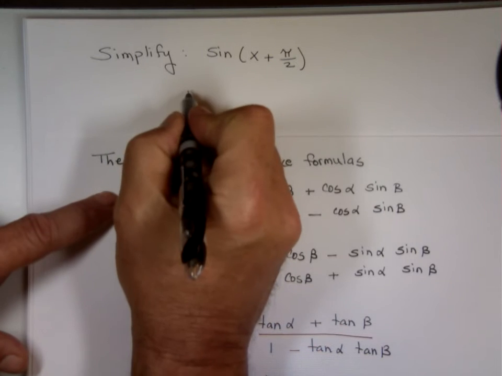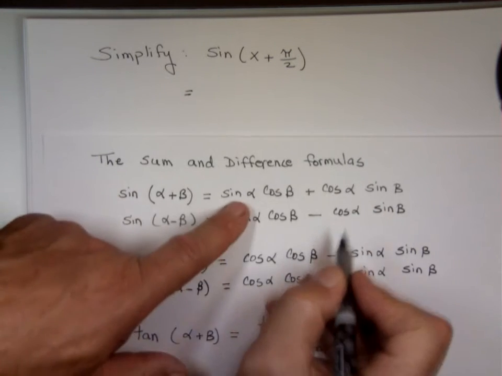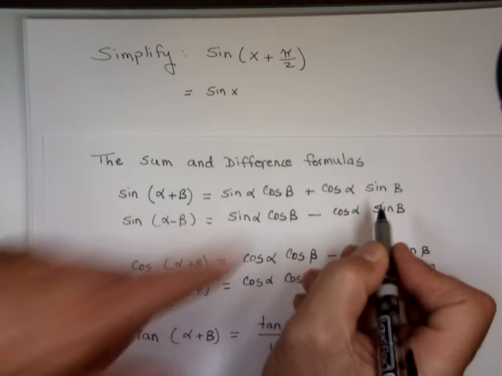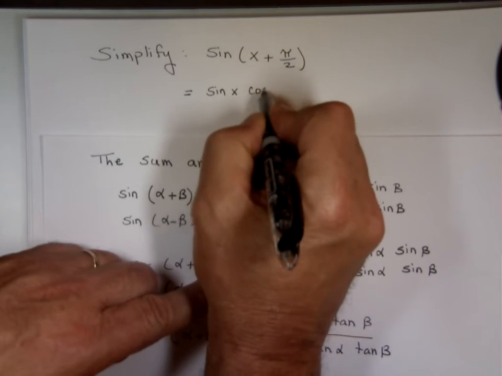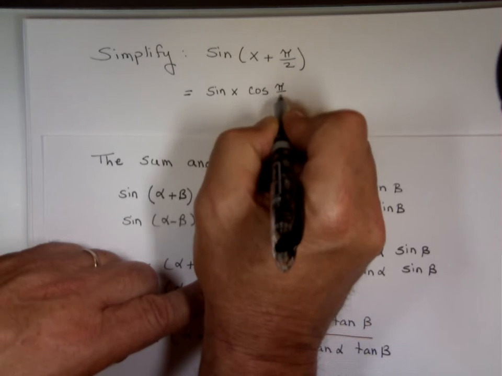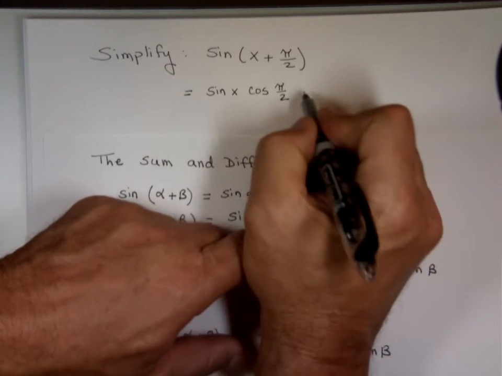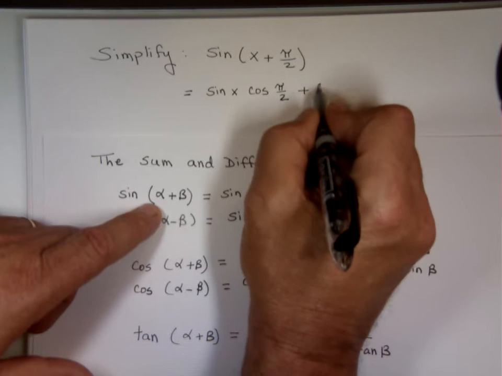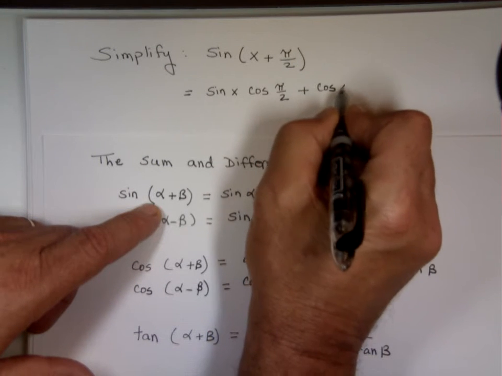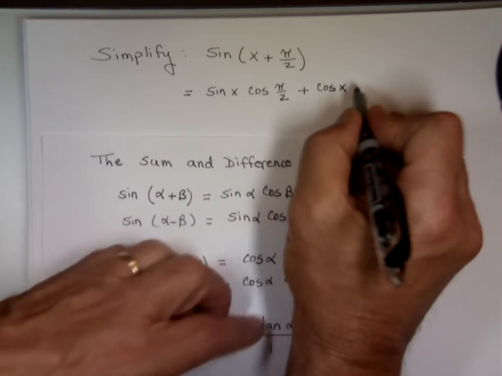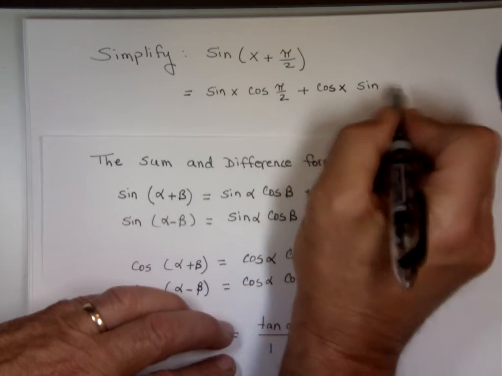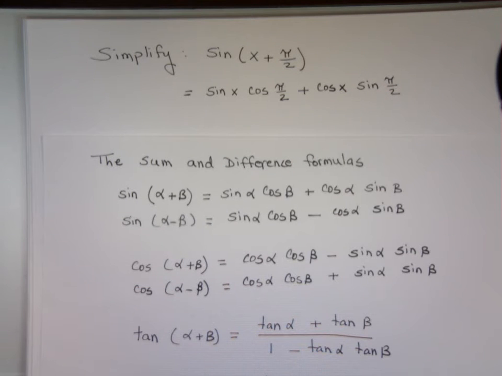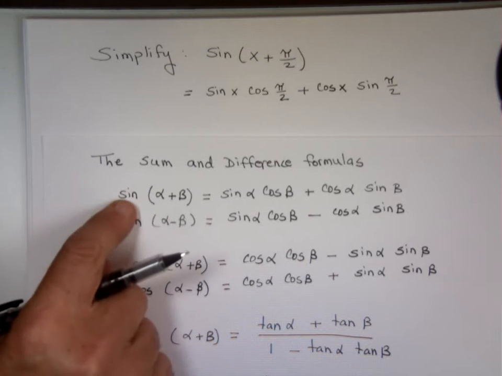So if I write the equivalent of that, it should be sine alpha. Alpha is what here? X. Cosine beta, beta is what? Pi over 2, plus cosine alpha, alpha is the first value. Cosine of the first, what's the first? X. Sine of the second number, which is what? Pi over 2. So I use this identity.